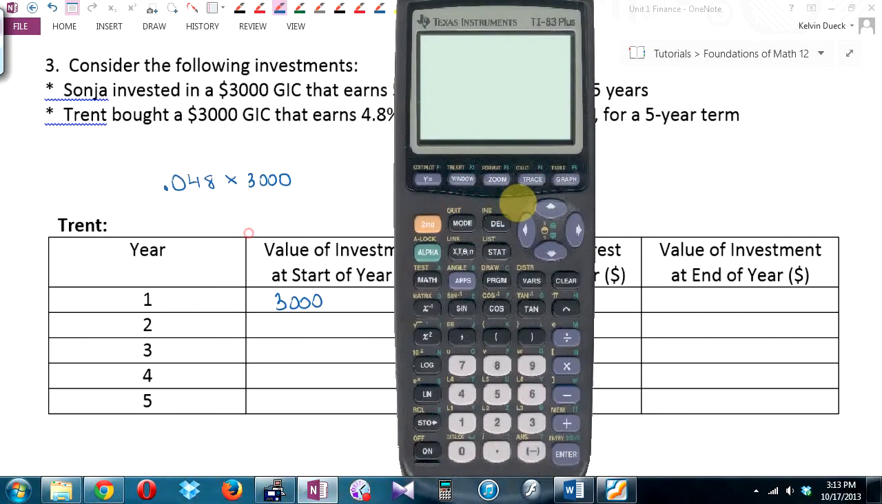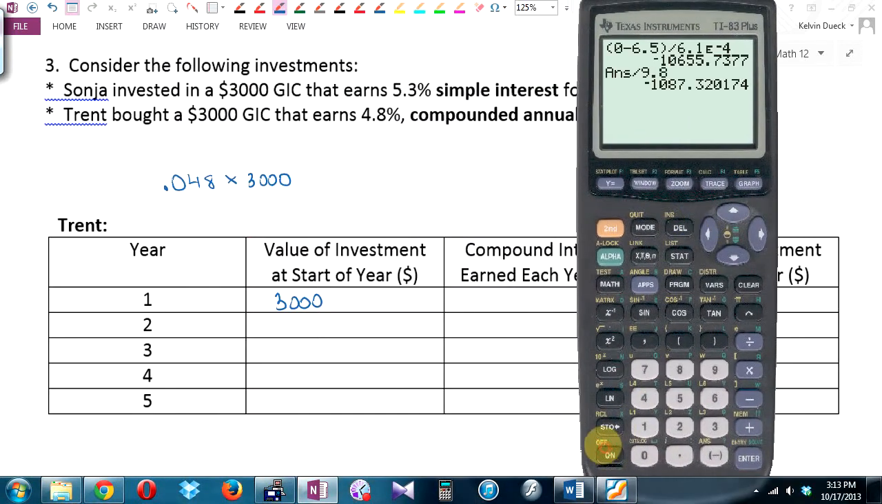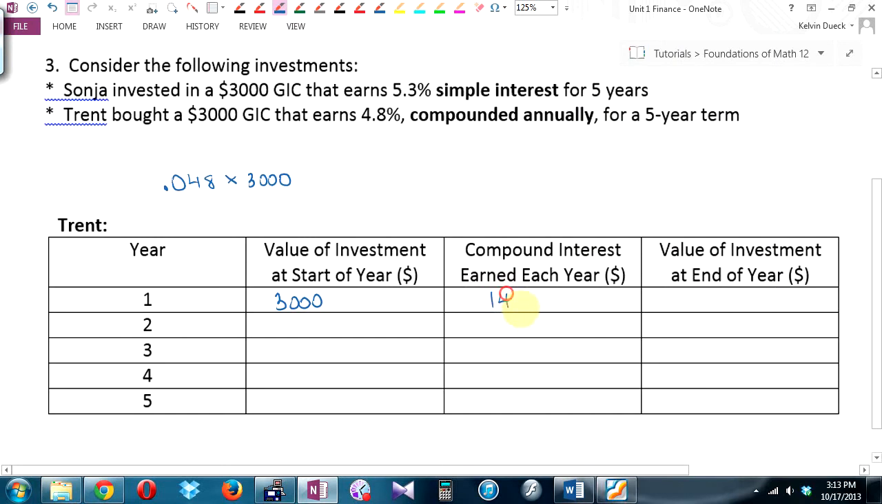That's going to be 0.048 times. In the first year, he's going to earn $144, which means now in his bank account at the end of the first year, there's $3,144.